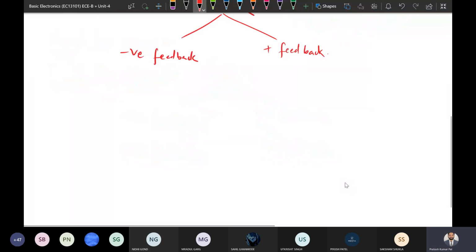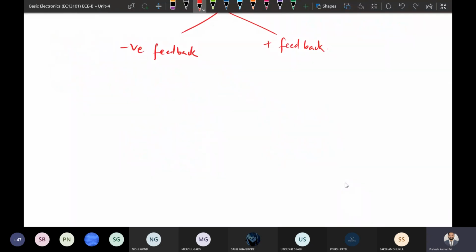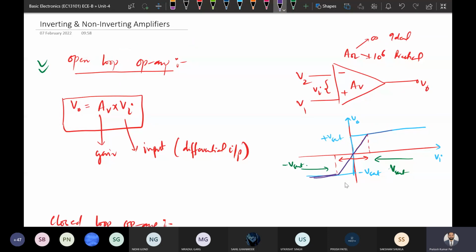In the negative feedback, we have just concluded that the closed loop gain will be very much less than the open loop gain. The open loop gain is infinity in case of the ideal one. If it is practical, it will be close to 10 power 6. Okay, we have seen this.